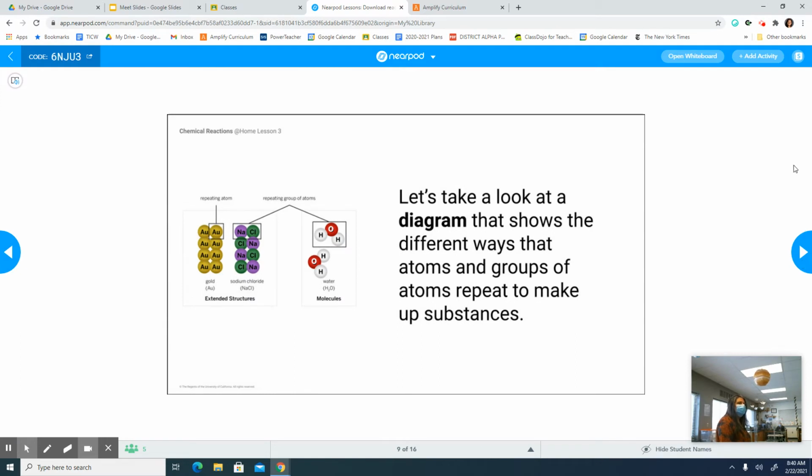We're going to take a look at a diagram that shows the different ways that atoms and groups of atoms repeat to make up a substance. It's very overwhelming at first, and I'm going to kind of walk you through it.